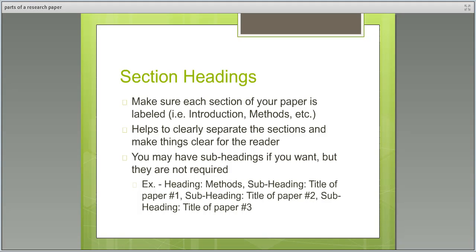Paper is labeled such as introduction and method. This helps you to clearly separate the sections, and it will just make things really clear to the reader. You may have subheadings you want, but they are not required. If you choose to do subheadings, you may do something like your heading being methods, and then your first subheading being the title of your first reputable source. The second subheading would be the title of your second paper, and the third subheading would be the title of your third paper.